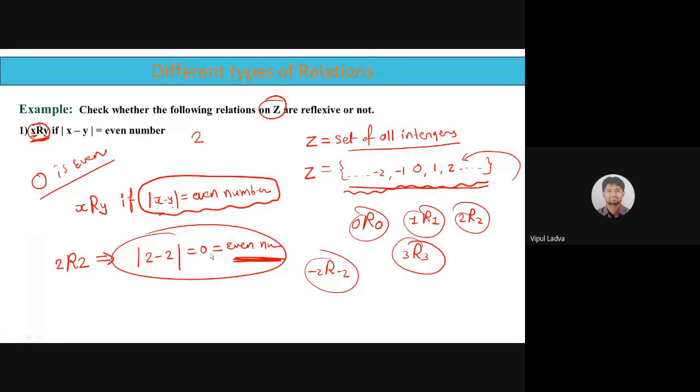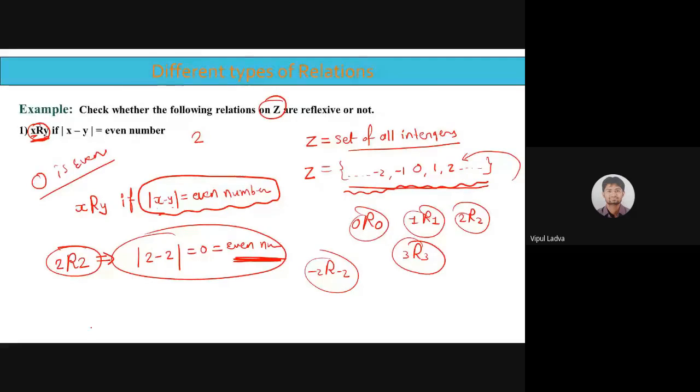Okay, so we were discussing whether this particular relation is reflexive or not. So I was interacting with Mohammed. Yes, Mohammed. So we need to check for each and every element of this particular set Z. First of all, you had picked 2, and we need to verify whether 2 is in relation with 2. Then I need to identify the absolute value of 2 minus 2, and that absolute value is 0. So 0 is an even number. So we can conclude that yes, 2 is in relation with 2.